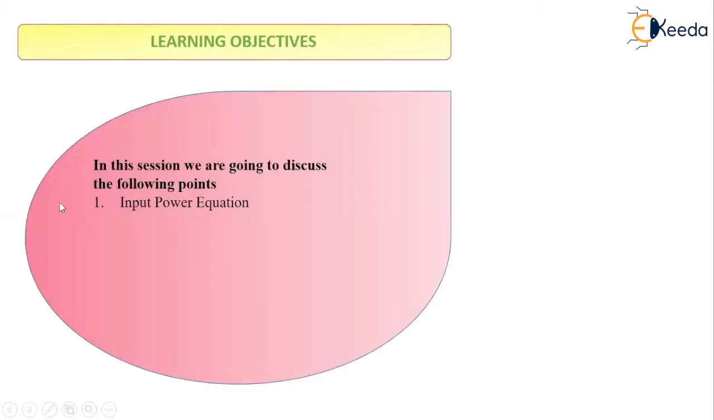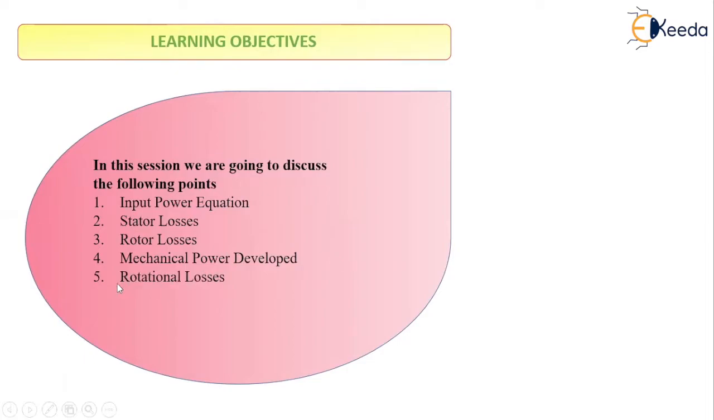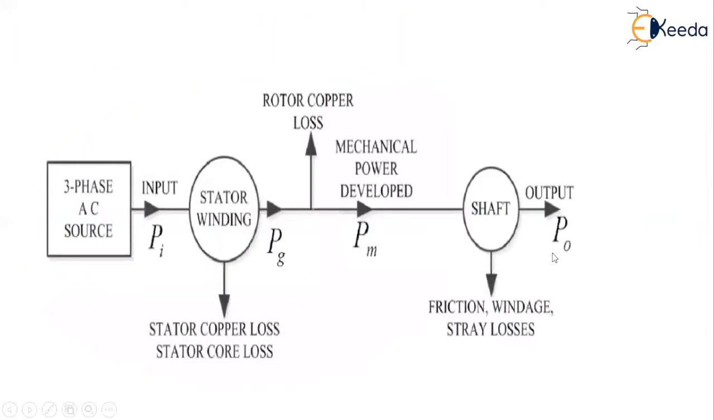The learning objectives are: first, we are going to discuss the input power equation. Then we will discuss the stator loss. We have rotor losses. Then we are going to learn about the mechanical power developed. Then we are going to study the rotational losses. And finally, we are going to interpret all these factors to understand the power stages of the three-phase induction motor. So let us begin with this session.